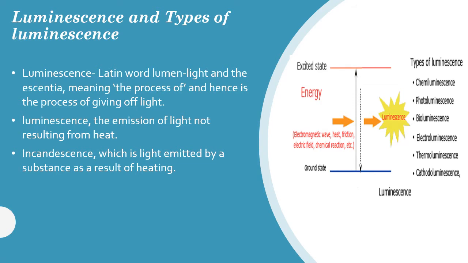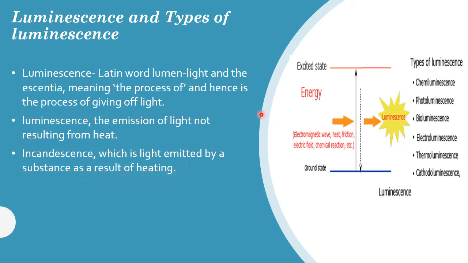Now let us see first of all what luminescence is. It is derived from the Latin word lumen, meaning light, and essentia, meaning the process of. Hence, it is the process of giving off light. Thus, luminescence is any emission of light from a substance that does not arise from heating. This definition makes luminescence distinct from incandescence, which is light emitted by a substance as a result of heating.